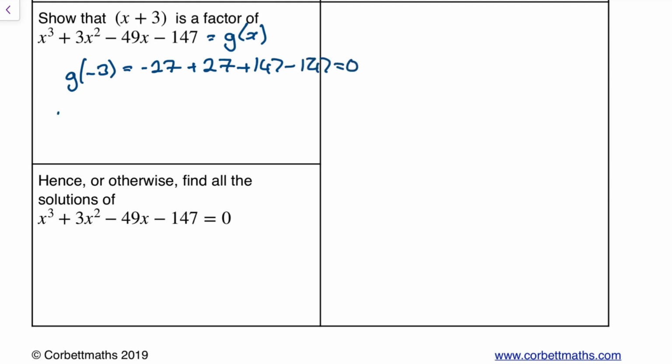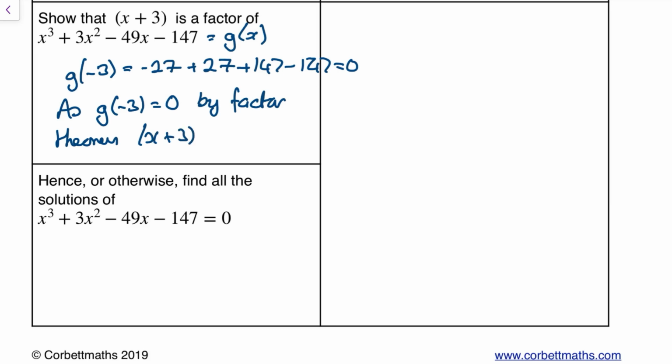Is equal to 0. Then the important sentence: as g of minus 3 equals 0, by factor theorem, because I'm showing it, by factor theorem, x plus 3 is a factor of g of x. And I'm done. Hence, or otherwise, but hence is normally a bit of a clue.